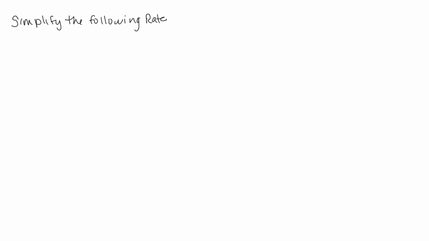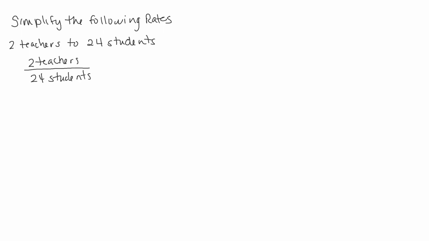All right. So for the first example, we have 2 teachers to 24 students. Now, even though teachers and students are both people, we're going to specify the difference between these people, teachers versus students. So the units here matter. So I would start with 2 teachers for 24 students. So you start by writing your answer in fraction form, and then you want to reduce.